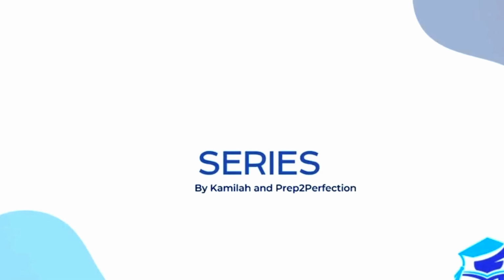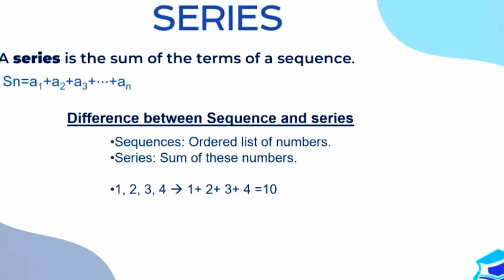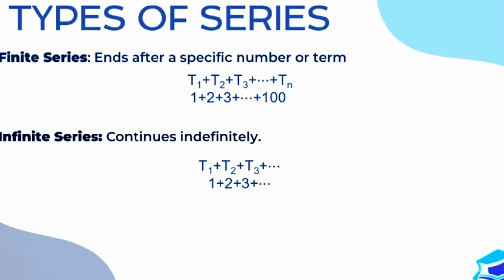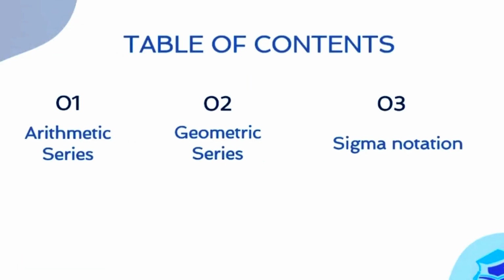In today's video, we'll be taking a look at series. A series is a sum of terms of a sequence. So the difference: a sequence is an ordered list of numbers, a series is a sum of these numbers. We get different types of series. A finite series ends after a specific term, 100 would be our last term. An infinite series continues indefinitely. Today we'll look at arithmetic series, geometric series, and sigma notation.